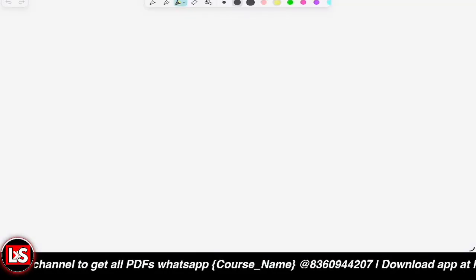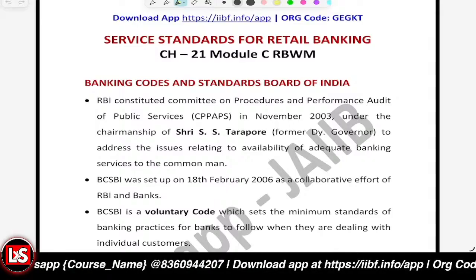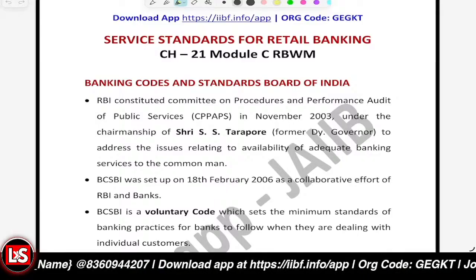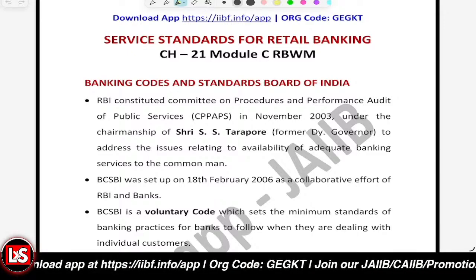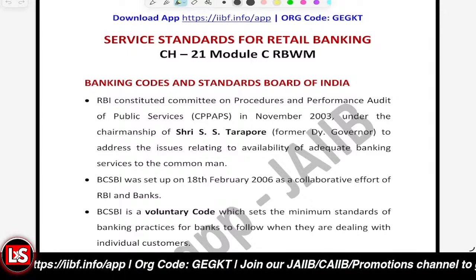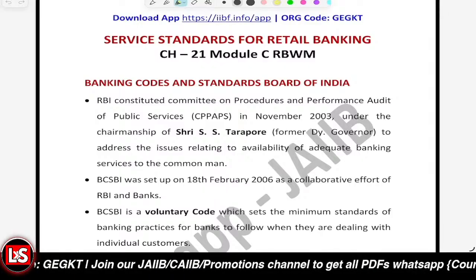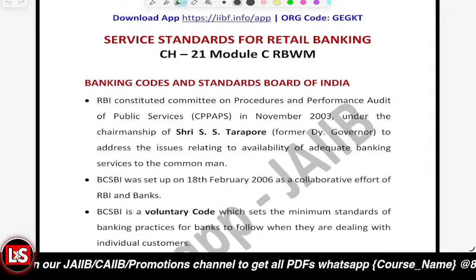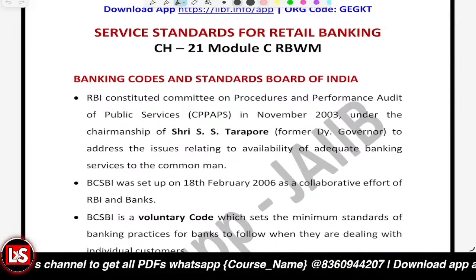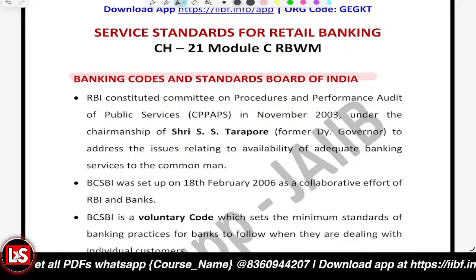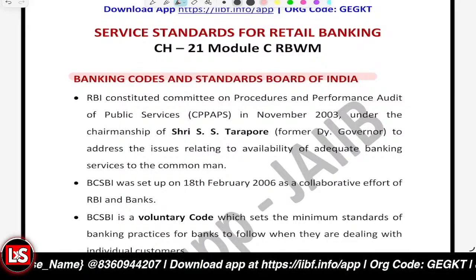Then after that, it's about chapter number 21. It's about the service standards for retail banking. That's chapter number 21 from module C of Retail Banking and Wealth Management. So the first thing that we have to cover under chapter number 21 is the BCSBI, that is, Banking Codes and Standards Board of India.